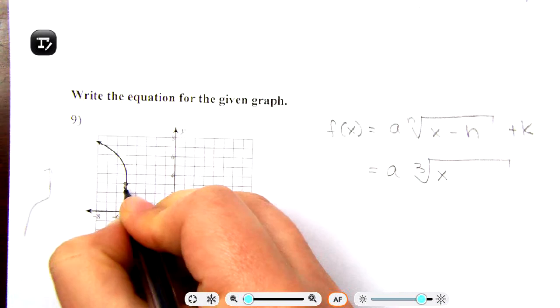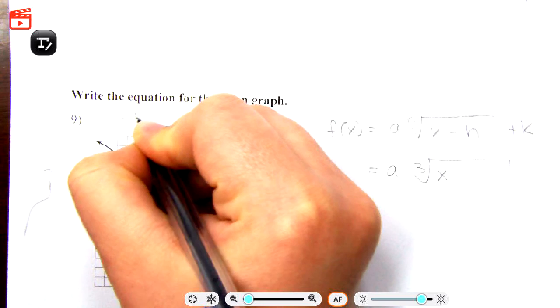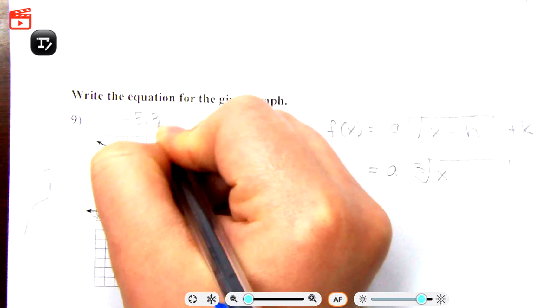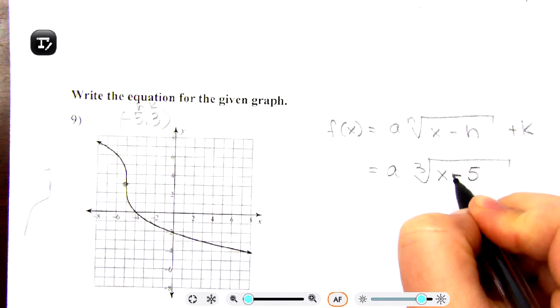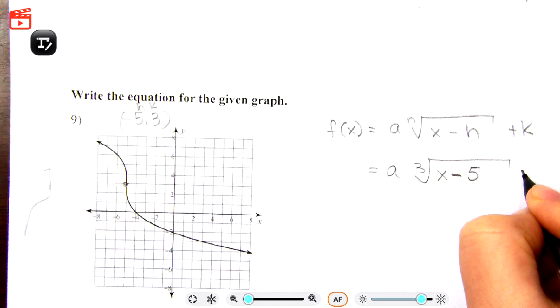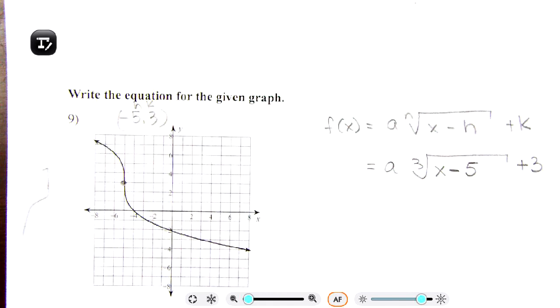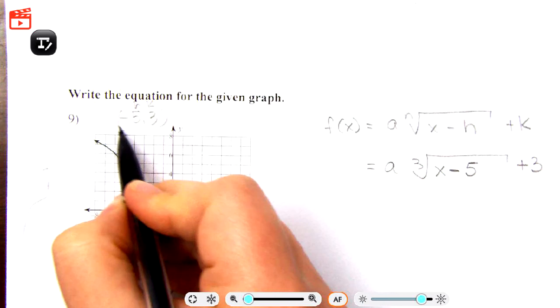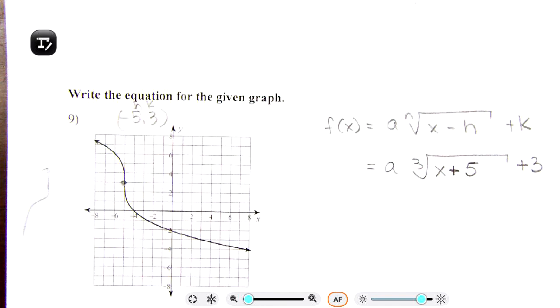X minus, so identify where your turning point is. This is, what is this? Negative 5 and 3. H, K. Remember, H is always the opposite. So we have the opposite of negative 5 is 5. Keep this, and then plus K. K is 3. Now, there are 2 ways to identify what your A value is. And excuse me, this is always the opposite. So we have negative 5, so this should be plus 5. Always opposite.